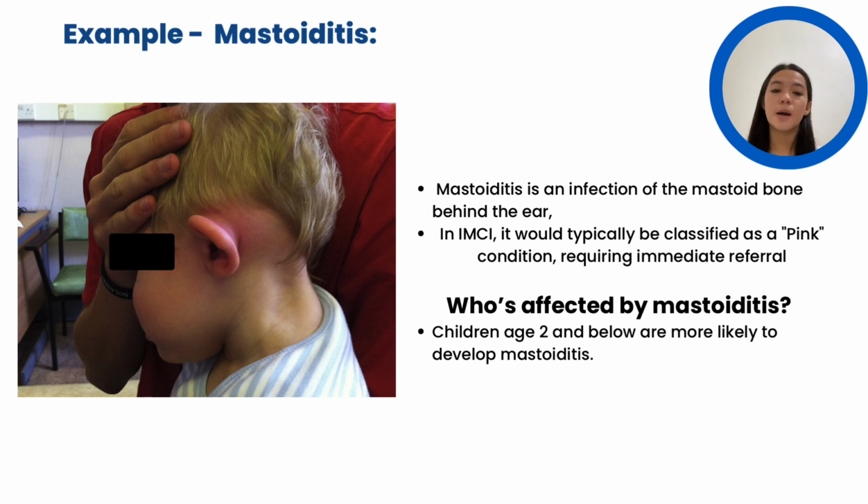I provided one example of IMCI illnesses that are common in children. Mastoiditis. Acute mastoiditis is an infection of the mastoid bone behind the ear, often following untreated or inadequately treated ear infections. In IMCI, it would typically be classified as an urgent condition, requiring immediate referral. So, who's affected by mastoiditis? Although anyone can get mastoiditis at any age, children aged 2 and below are more likely to develop it.